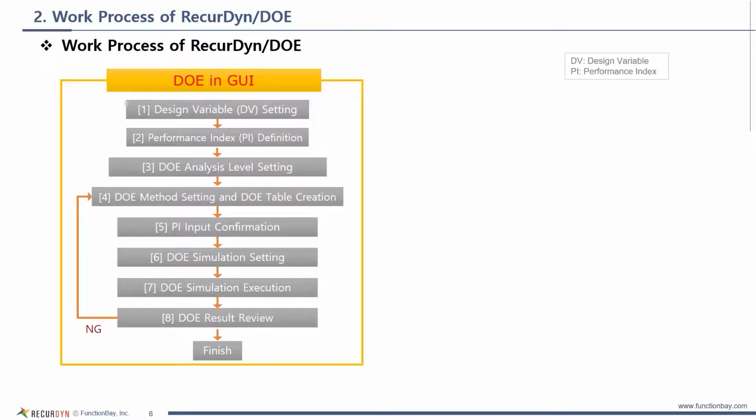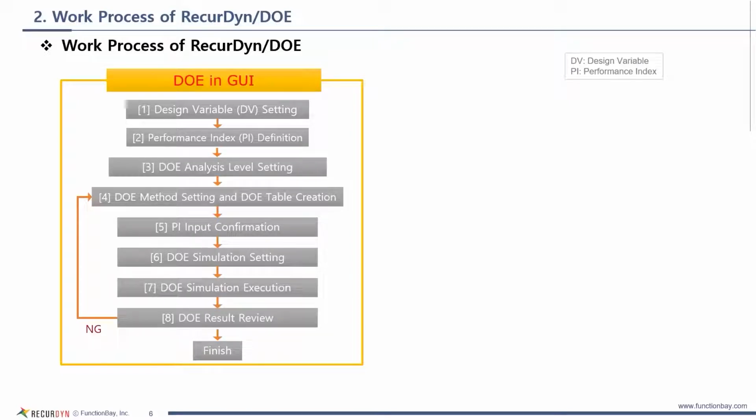From now on, let me introduce you to the overall work process of RecurDyn DOE. First, set up your design variables. Create PI, which is a performance index using expression that extracts analysis results. After that, set the level of each variable in the DOE dialog box. After a DOE table is generated, an analysis case is created. After checking the list of performance index, set the analysis time and the step size for simulation. Perform a DOE analysis.